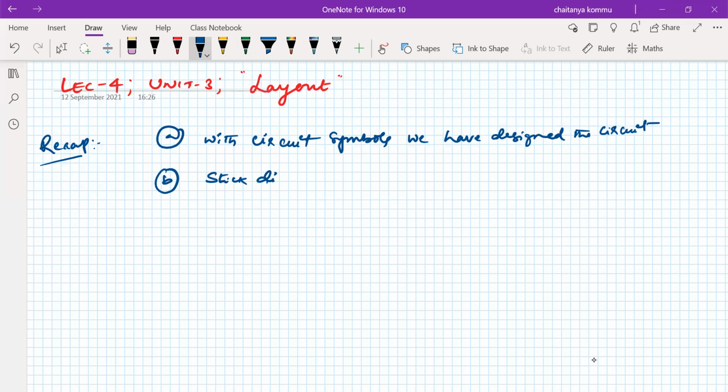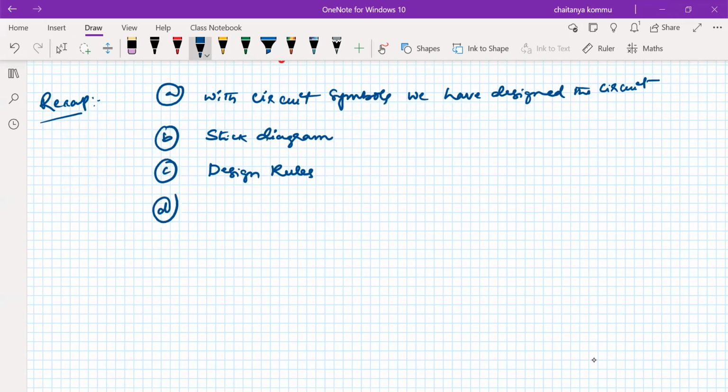Okay, so we have drawn the stick diagrams in terms of the MOS layers that we have seen, and also we have seen we have to use the design rules, then only it is possible to translate your circuit into a chip, to materialize the circuit in a given semiconductor. Okay, so now what we are going to look at is how do we form a layout for a circuit.